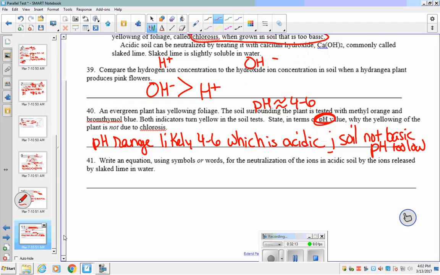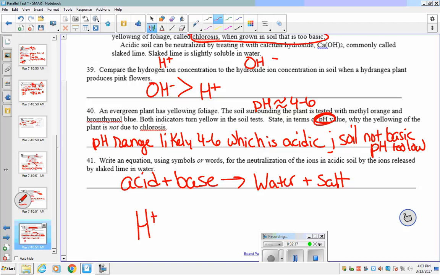Write an equation using symbols or words for the neutralization of ions in acidic soil by the ions released in slaked lime and water. So a neutralization equation, a basic one, is always acid plus base makes water plus salt. The other thing that you can say is you can just talk about your ions, your H+ and your OH-, which would react together to make water. So really either of those would work for you.